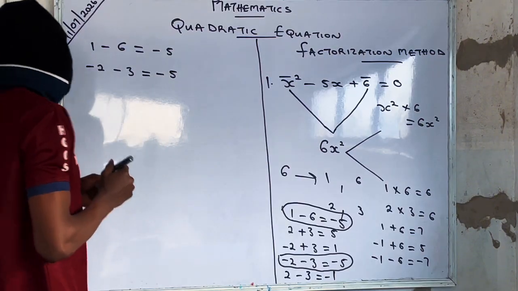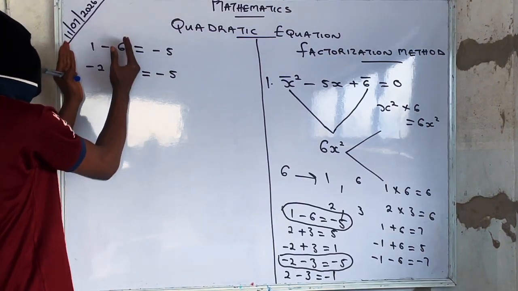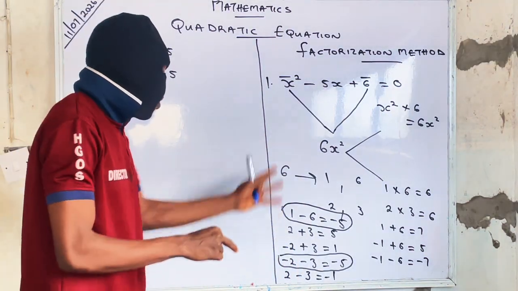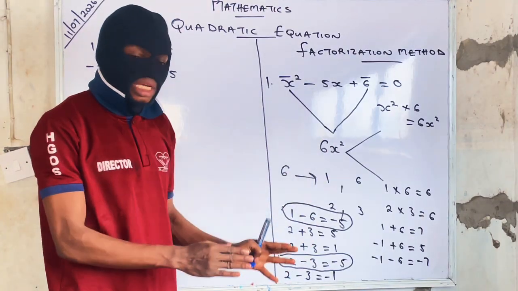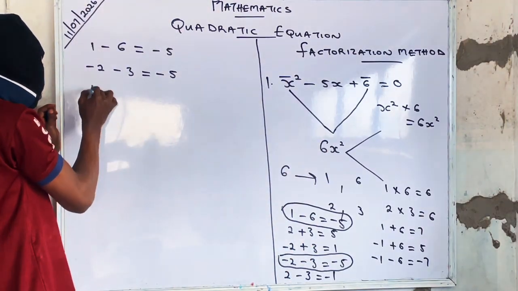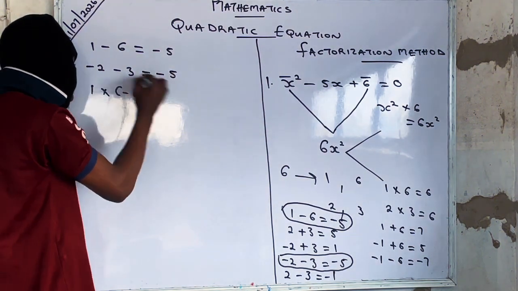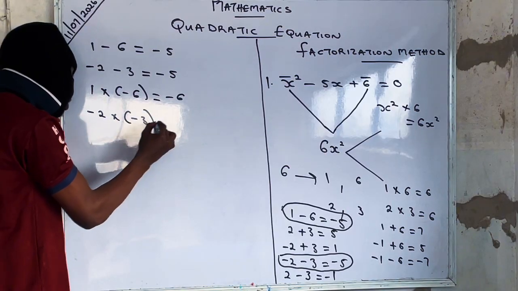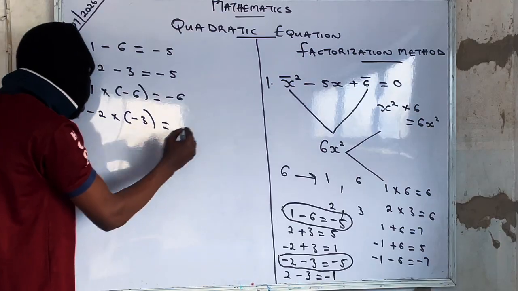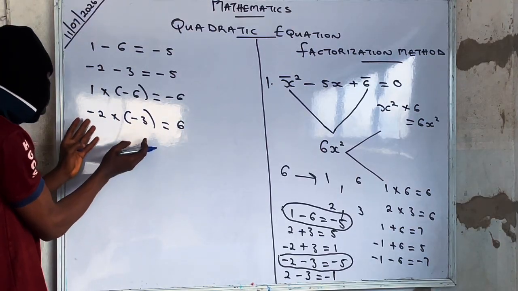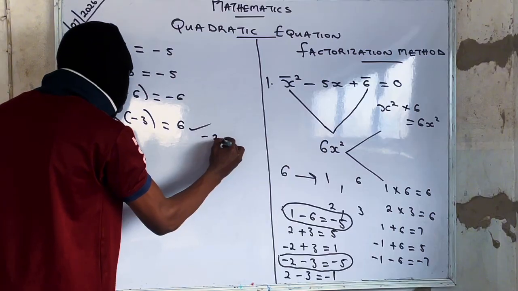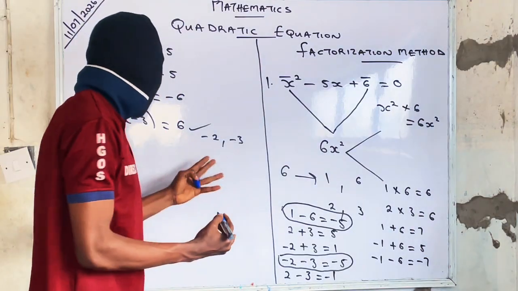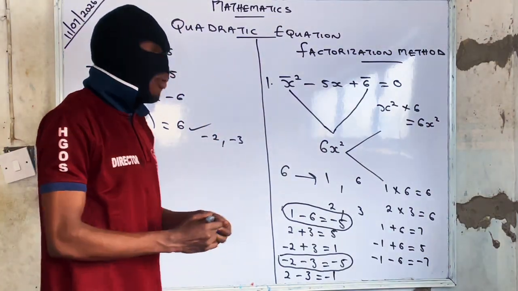Now, what you are going to do is multiply them together and see if it will give us exactly 6. You know, we don't have minus 6 here. It is 6. Now, let's start. Here we have 1 times minus 6, it will give us minus 6. Fine. If we have minus 2 times minus 3, minus and minus is plus, then 2 times 3 is what? 6. You can see that. So the values we are going to use are minus 2 and minus 3, because minus 2 minus 3 will give us minus 5, while minus 2 times minus 3 will give us 6.